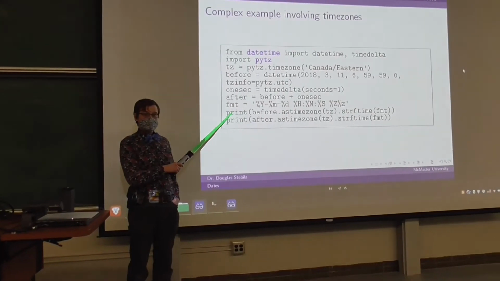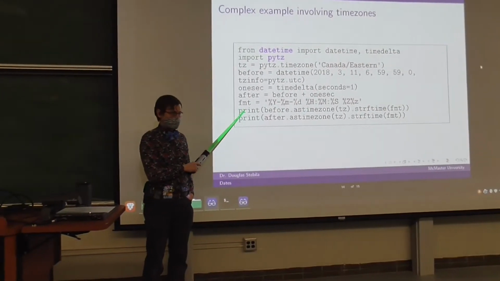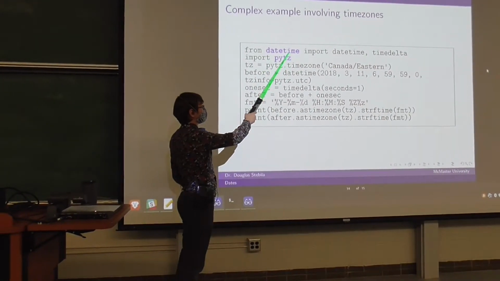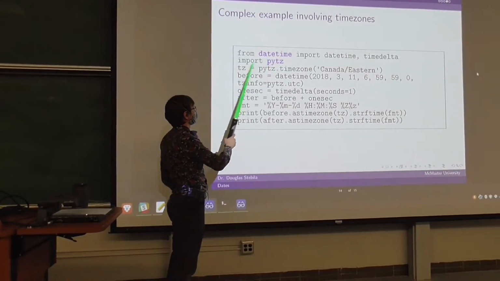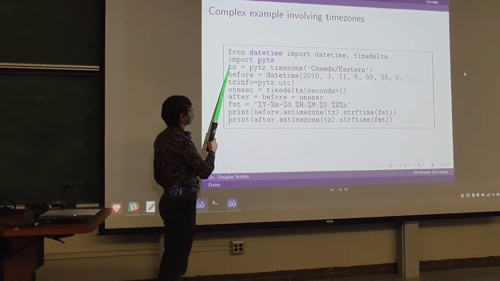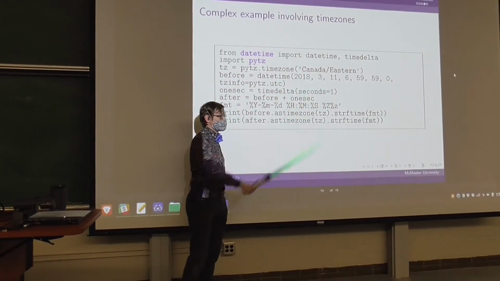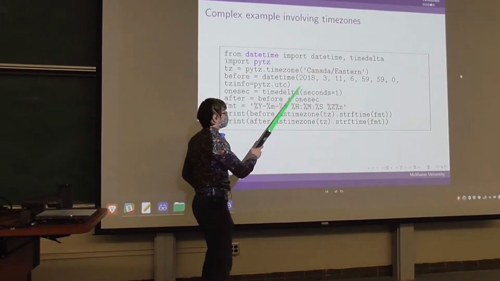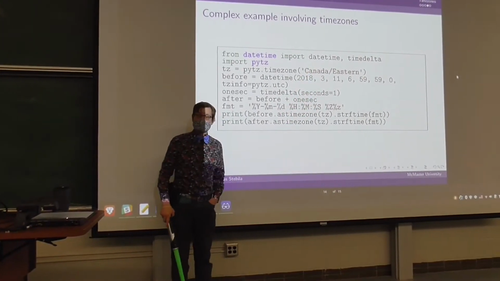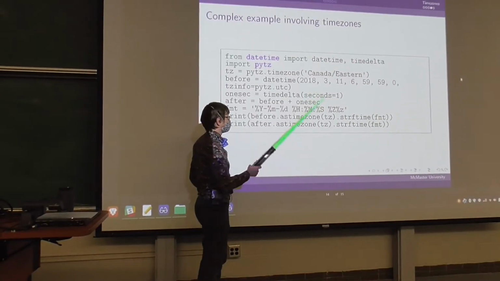So this is an example of time zone conversion. We import both datetime and pytz. We set up a time zone as Canada Eastern, which is Eastern Standard Time. It basically reads in a whole bunch of these strings and gives you various time zones as a result.